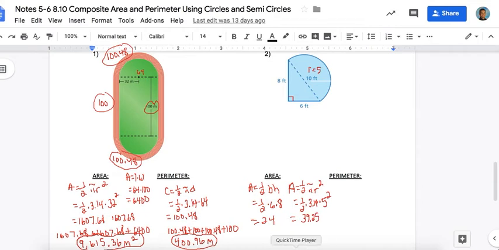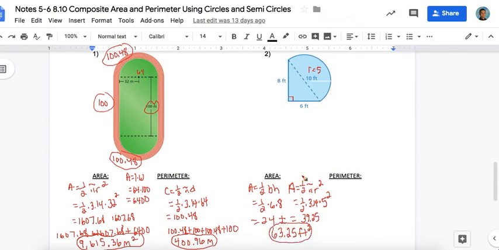39.25. And remember, I want to add these together, so I'm just going to put a plus sign in between. So 24 plus 39.25 will give me 63 and 25 hundredths feet squared. Or if you round it to the nearest tenth, it would be 63.3.